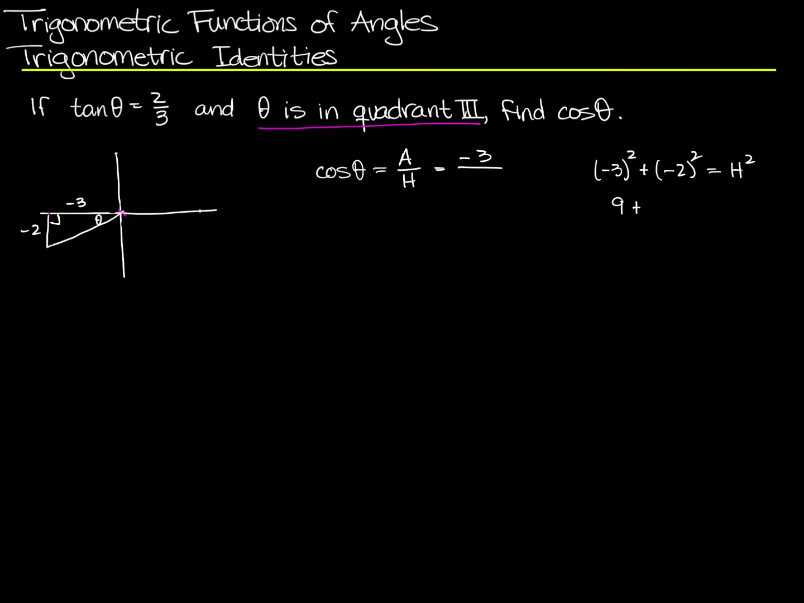This is 9 plus 4, that's 13. So the hypotenuse squared is 13. That means the hypotenuse is root 13. I could put it here, I could put it in my diagram, but there's my cosine. It's -3 over root 13.